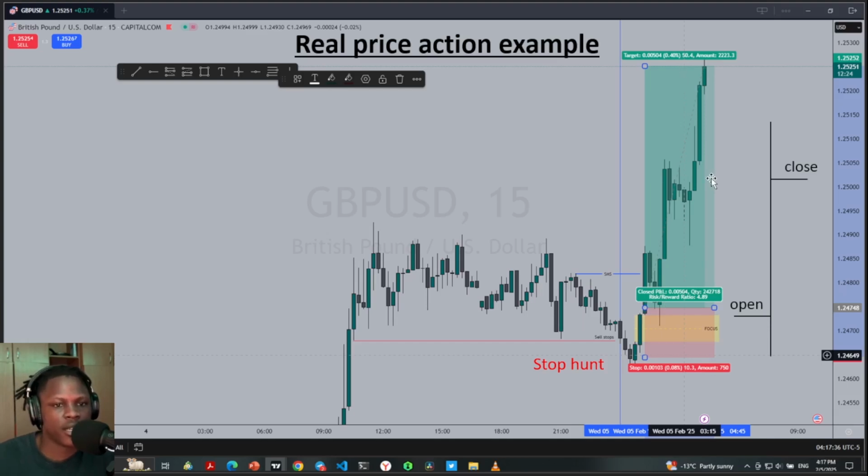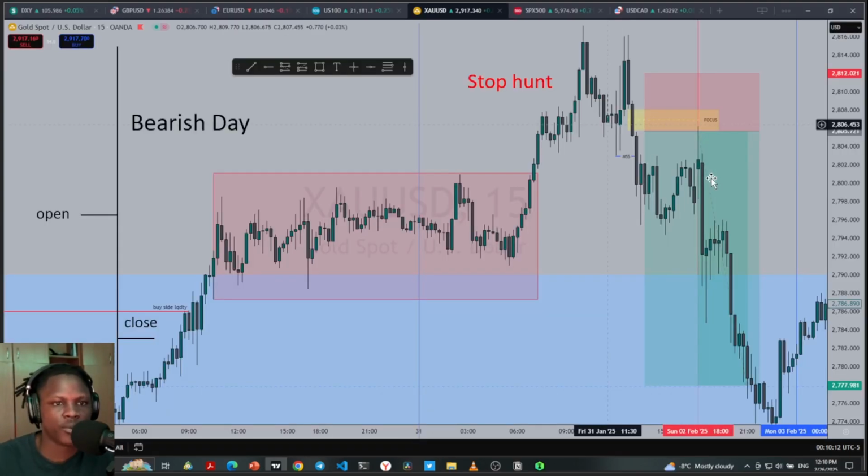This is an easy setup. 1 to 4.8, but usually I target 1 to 2. Risk reward ratio, you choose what's comfortable with you. So this was a good day. 1 to 4.8. And for the bearish, I chose to take an example on gold.